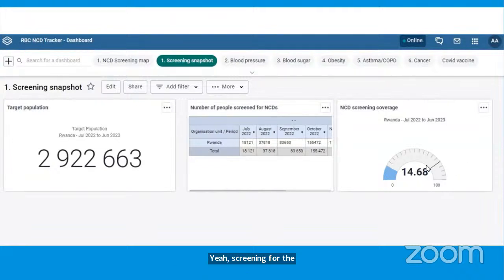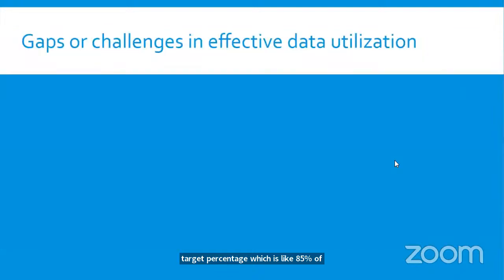And the graph here will be turning green when they reach the target percentage, which is 85% for every year now. But there are still some gaps in the data utilization, where not all data collected is currently being used, so there are still opportunities to explore the data being collected, and also the integration of different platforms.